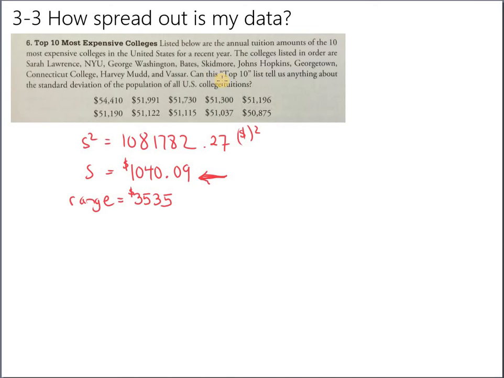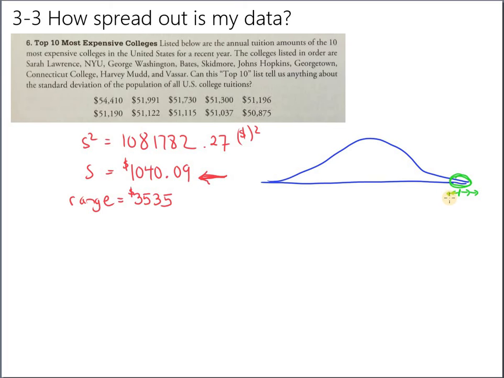And the last part of this is this thought question that says, can this top 10 list tell us anything about the standard deviation of the population of all U.S. college tuitions? So keep in mind, these are the top 10. If you look, I don't know if tuition is normally distributed, but suppose it looks something like that. Our sample, the 10 colleges we looked at, all came from right there. That's why our standard deviation is relatively small, right? Because we are just looking at the very top edge.